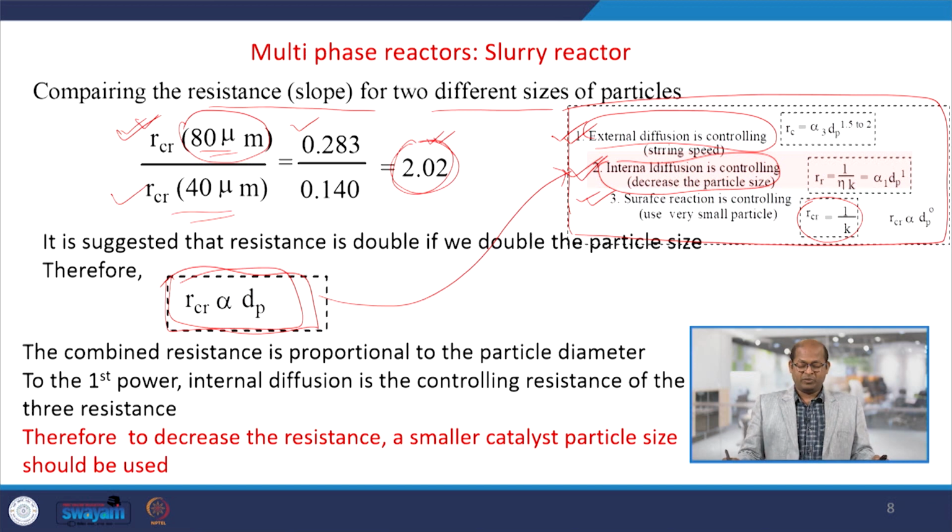So, from here we can get this. Therefore, if we know this, we have to decrease the particle size. To decrease the resistance, a smaller catalyst particle size should be used. So, once we know which of these three is the controlling step for this particular system, here it is said that internal diffusion resistance is the controlling step for this catalytic system. If we want to decrease the resistance, we have to use a smaller catalyst particle size.